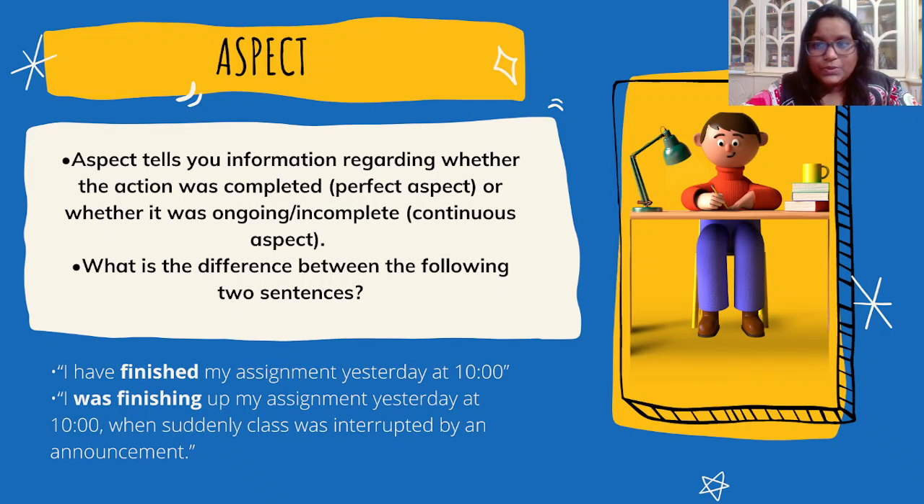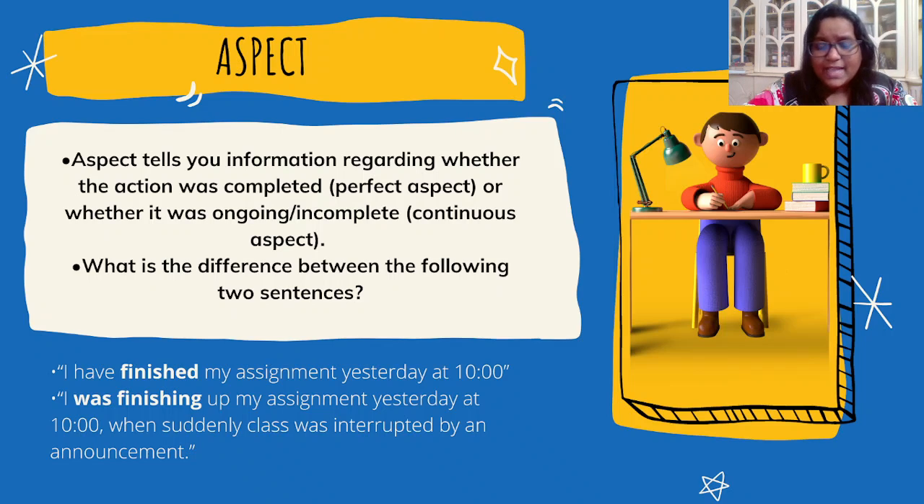So let's come to the element of aspect now. Aspect is that element of a verb which gives you information regarding whether the action is already completed or the action is ongoing or incomplete. Let us look at these two examples.